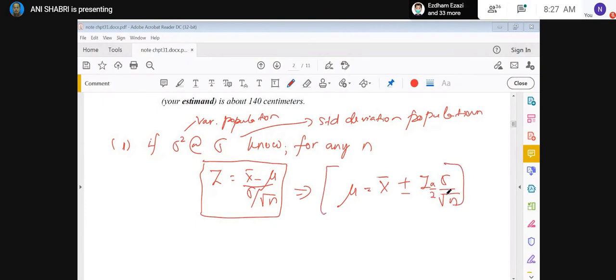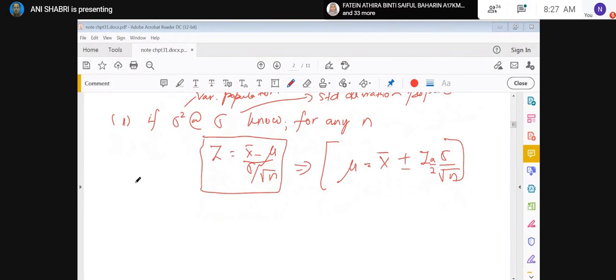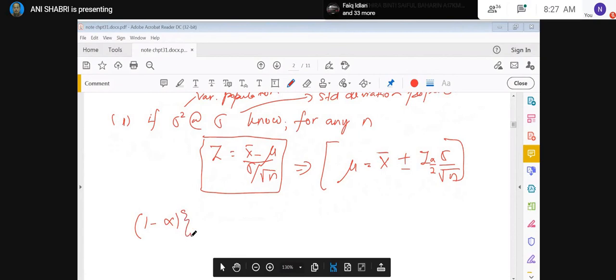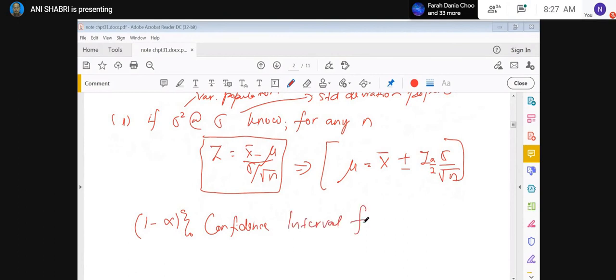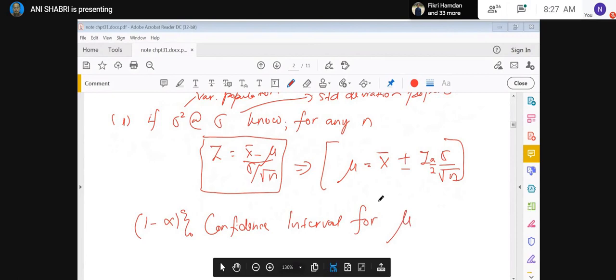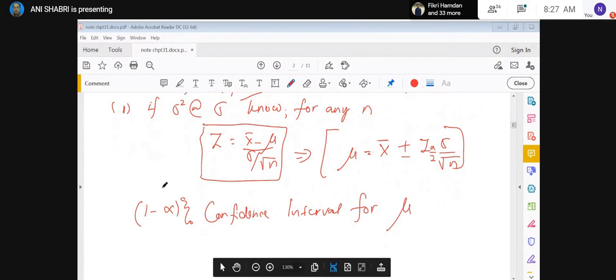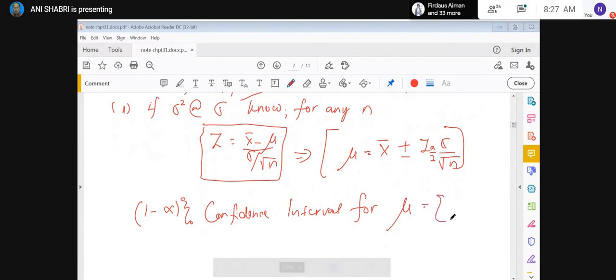This is the formula for the 1 minus alpha percentage confidence interval for mu. Formula number 1 is equal to S bar plus or minus Z alpha divided by 2, sigma divided by square root n.